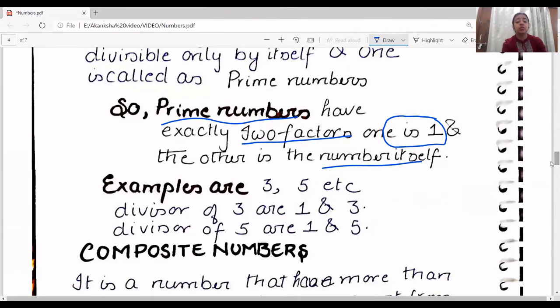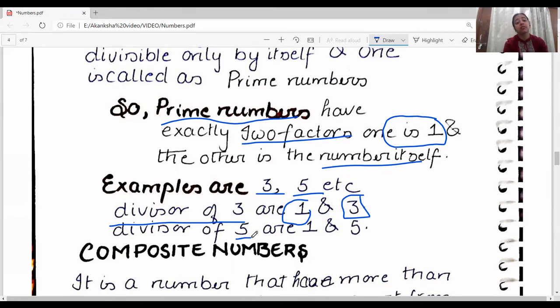Moving ahead to seeing more examples. Example is 3 and 5. Let's see how 3 and 5 are prime numbers. Now, the divisors of 3 are, one is 1 itself. You can divide 3 by 1, and the other is 3, the number itself, right? So this is a prime number. Apart from this, 3 is not divisible by anything else.